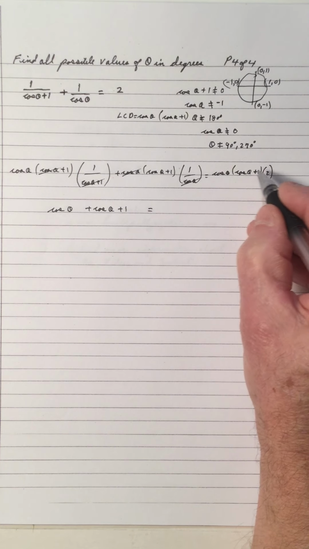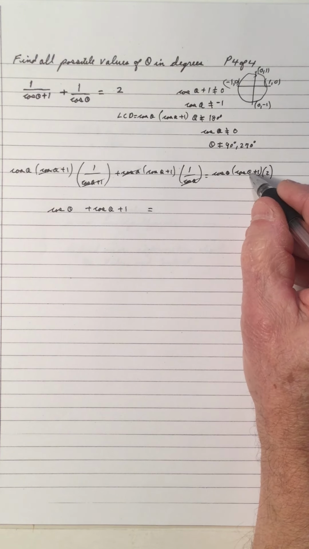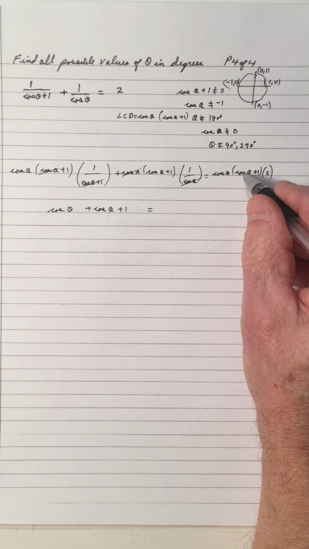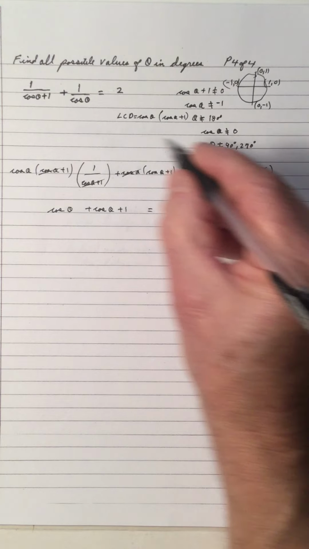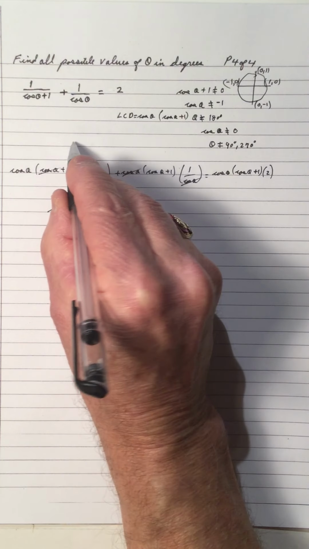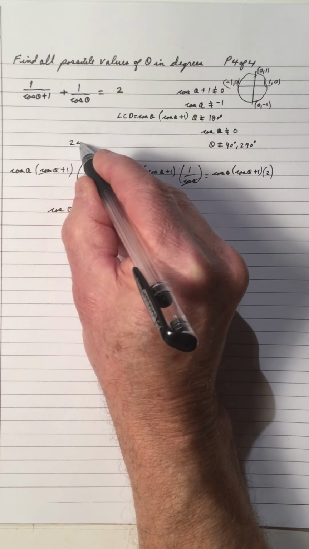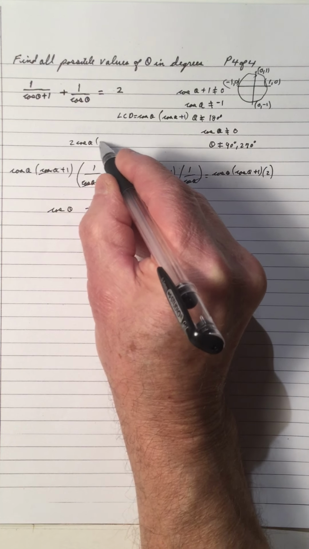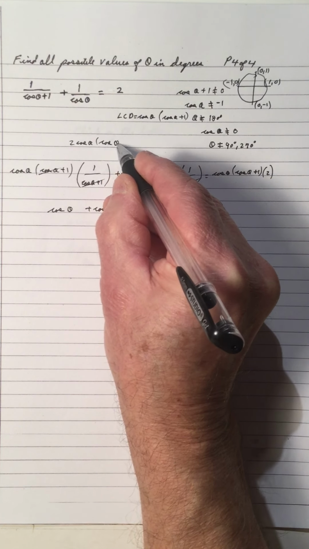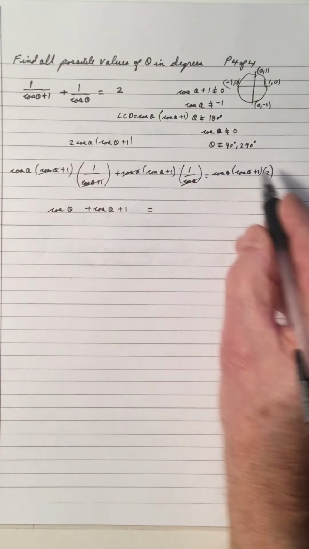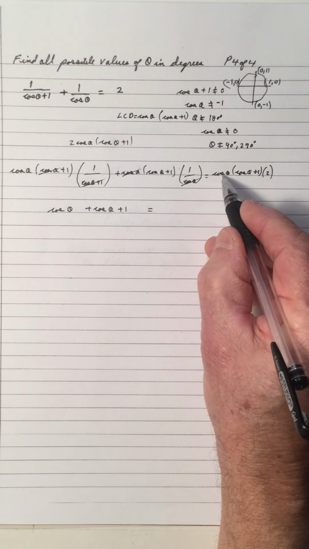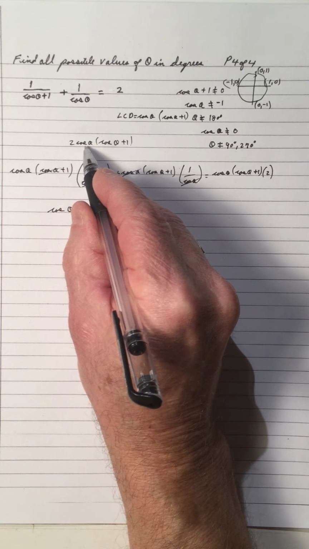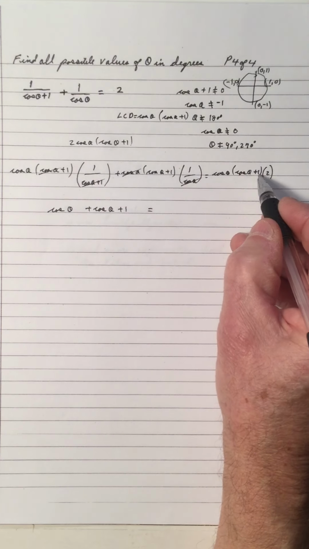Notice I have a 2 and a cos and cos theta plus 1. So let's do that multiplication right here. So that's 2 cos theta plus 1. So what I did, I took the two monomials, I took the 2 and multiplied by cos theta, and I wrote it right there, and I left cos theta plus 1 alone.